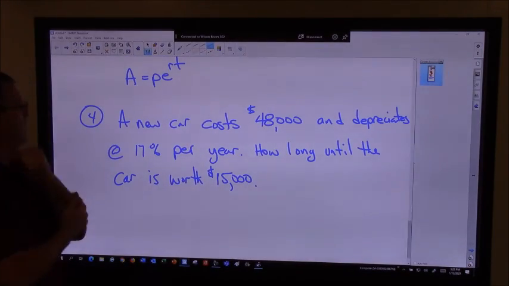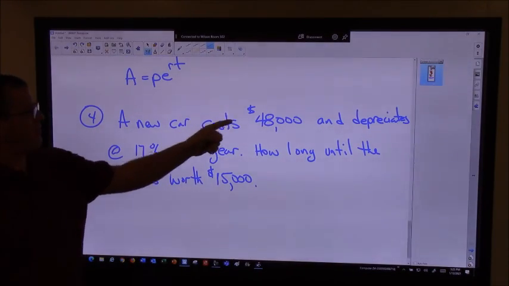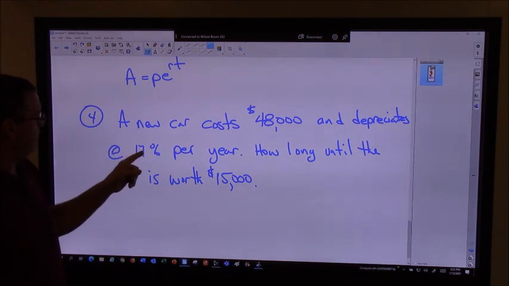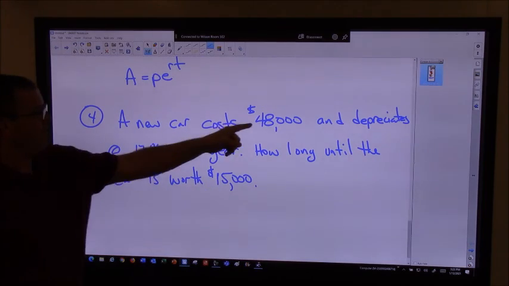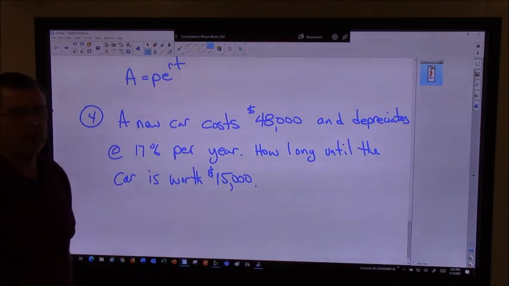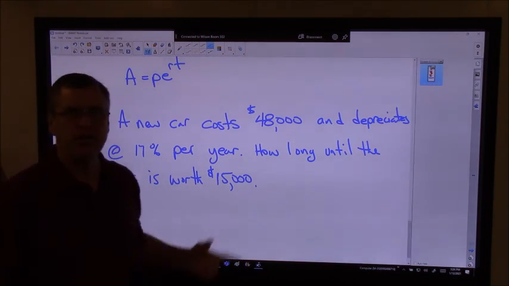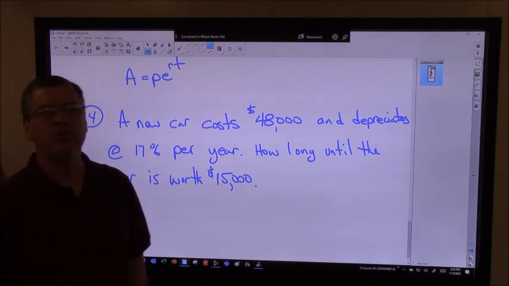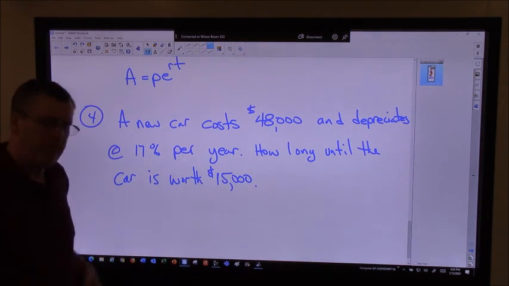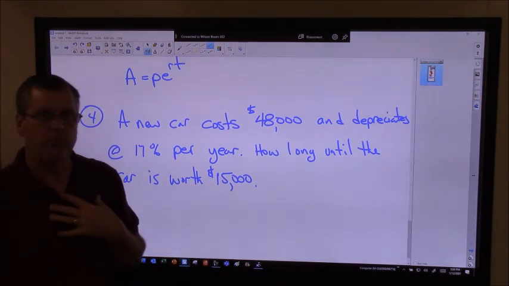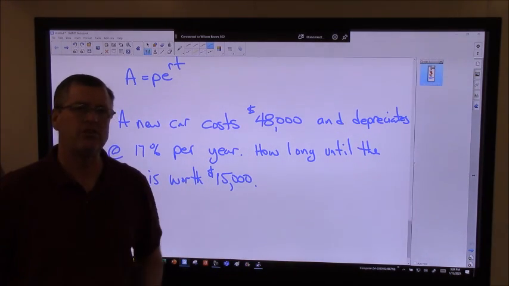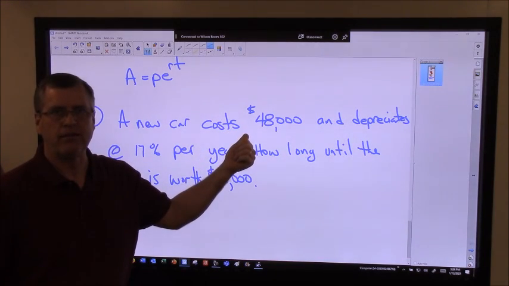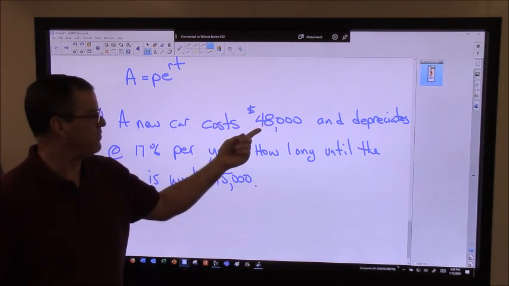So I've got this problem. It says a new car costs $48,000 and depreciates at 17% per year. Now if you guys look at that and you go, geez Judson, what kind of car do you drive? I'm telling you, this is ridiculous. Spending that much money on a car. Unbelievable. When I lived in my house for 30 years, when I first bought it, I spent $68,000 on it. And now cars cost more than that. You can easily spend more than this, right?